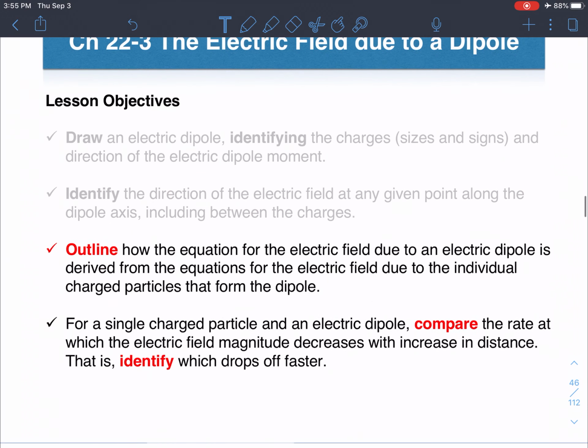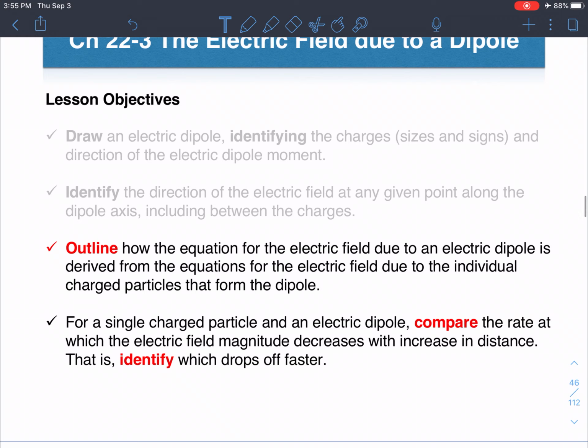And next, so far, let's cover this. We outline how the equation for the electric field due to an electric dipole is derived from the equations for the electric field due to the individual charged particles from the dipole. The word dipole is new, but it's simply two point charges. They have the same amount of charge but opposite signs, and when you put them together, that makes a dipole. You can treat them as particles because there are just two particles. So we just start from there to derive the equation.